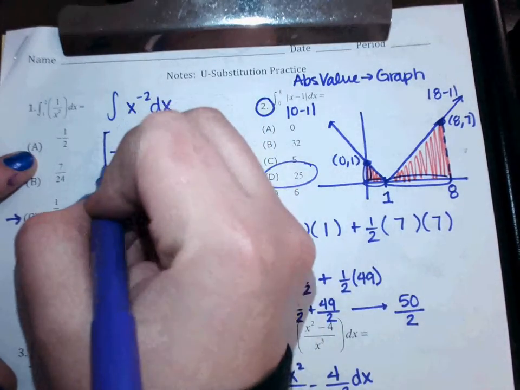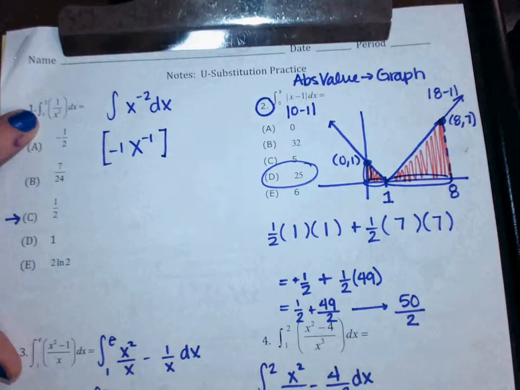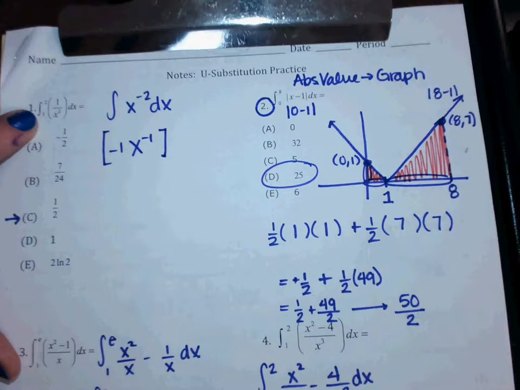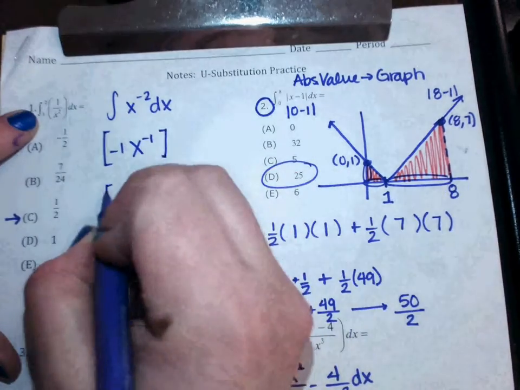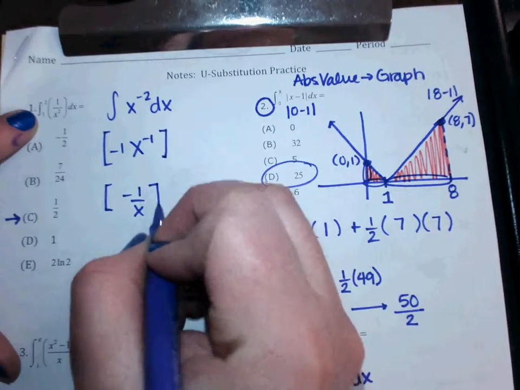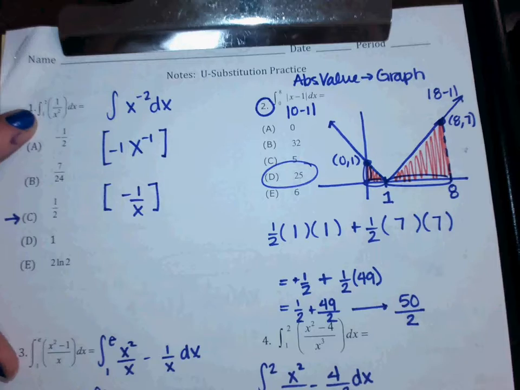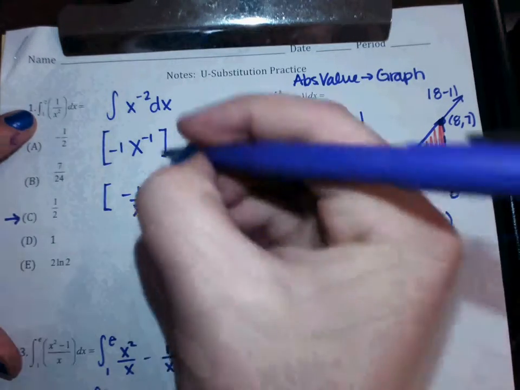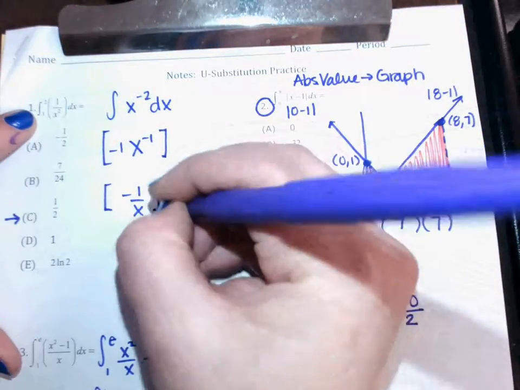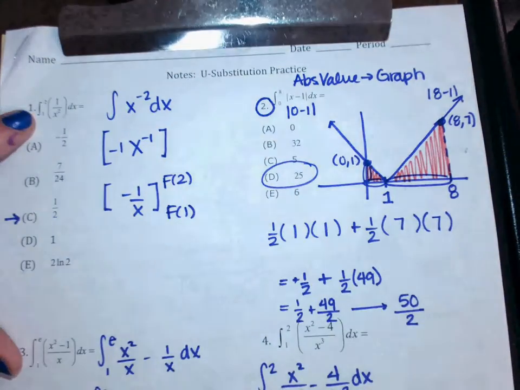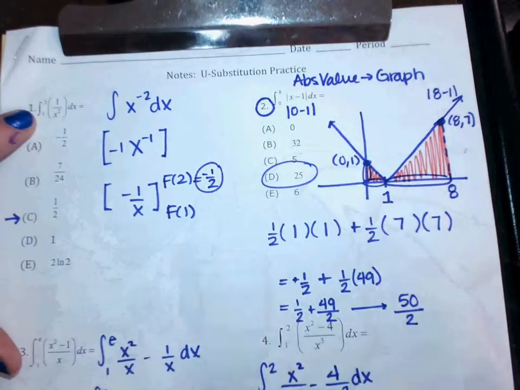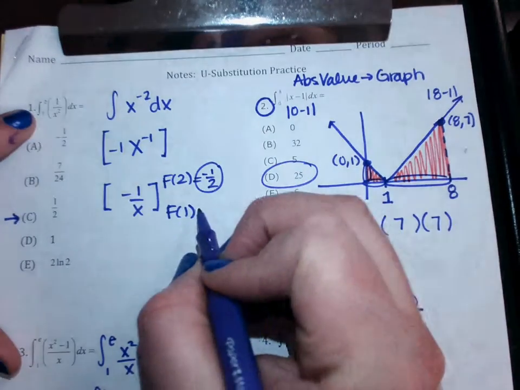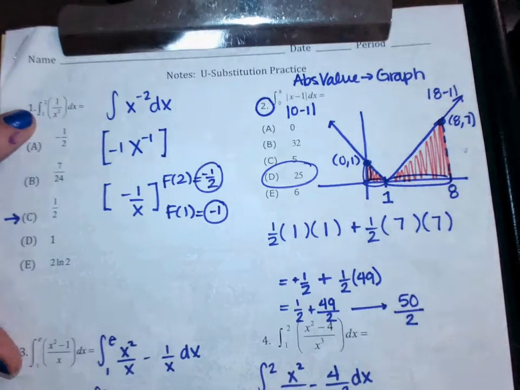Then I'm going to put my brackets because I have numbers here and here. Then from there, I'm going to rewrite this one more time because I don't like x to the -1. So I'm going to make it -1 over x. Because remember, if it's x to the -1, that's x to the 1 on the bottom. And then you plug in 2 and 1. So f of 2 would be -1 over 2. F of 1 would be -1 over 1.